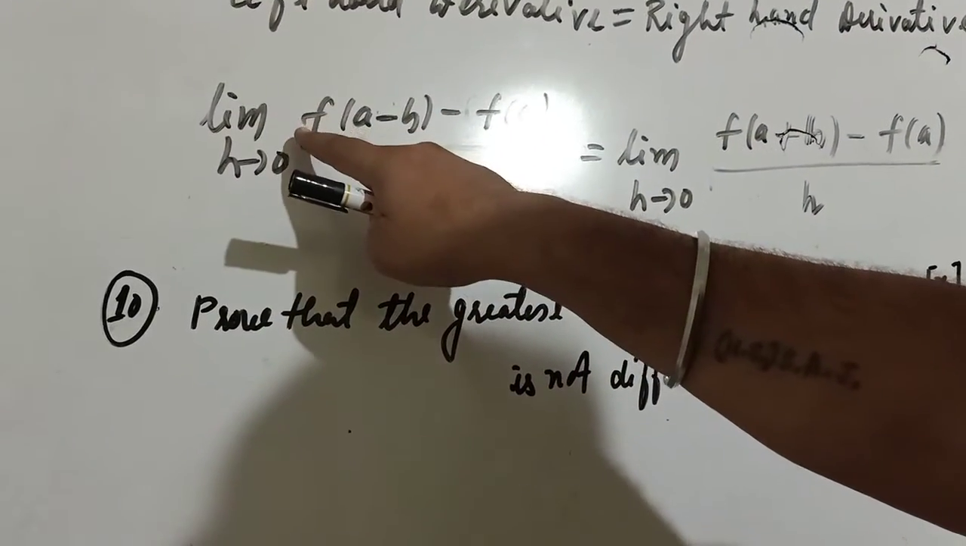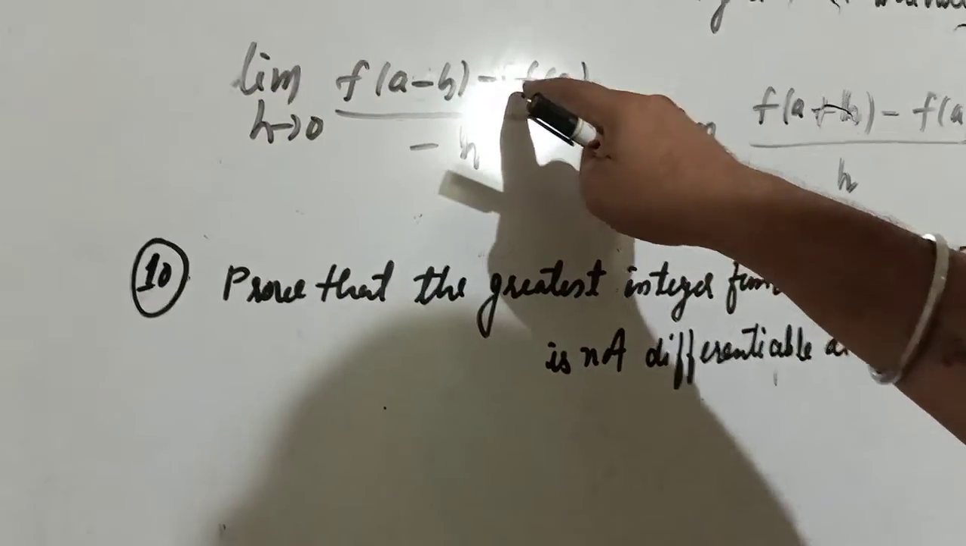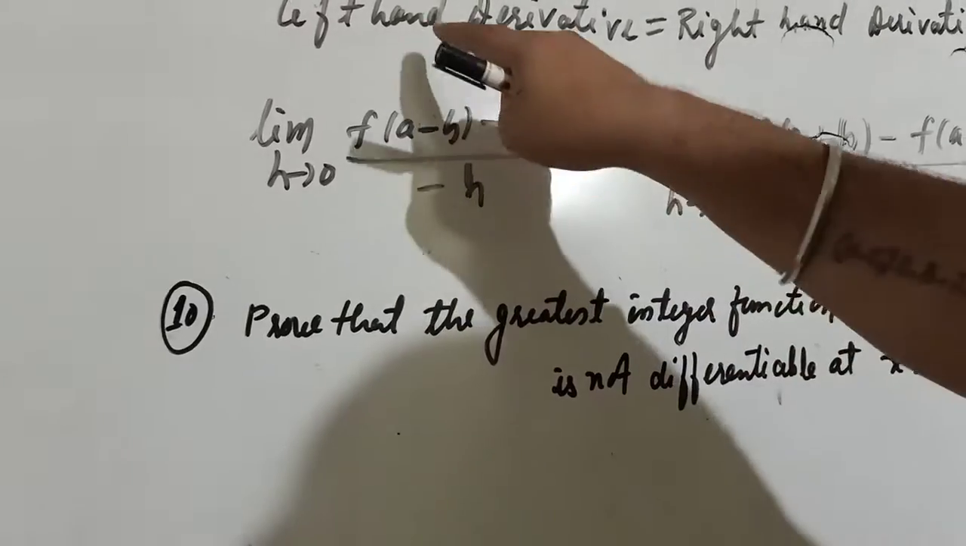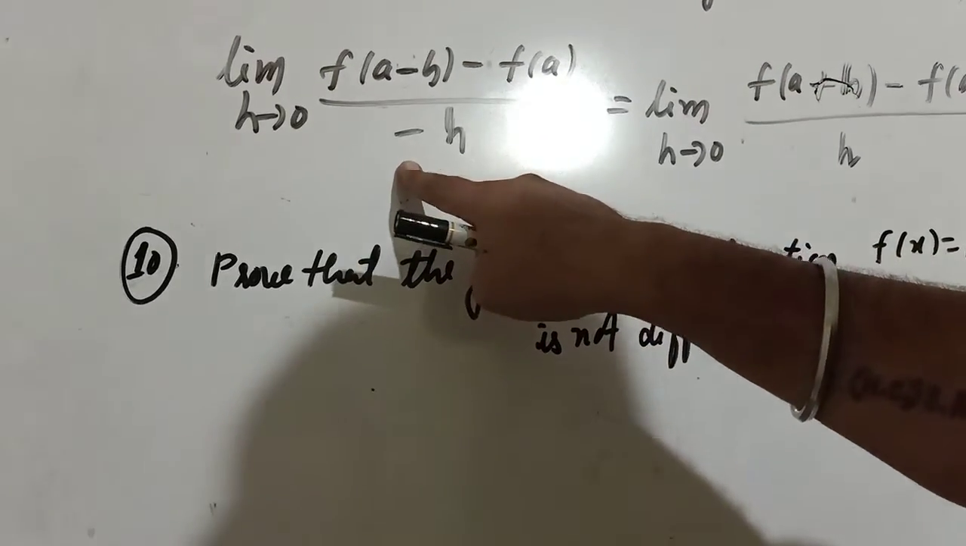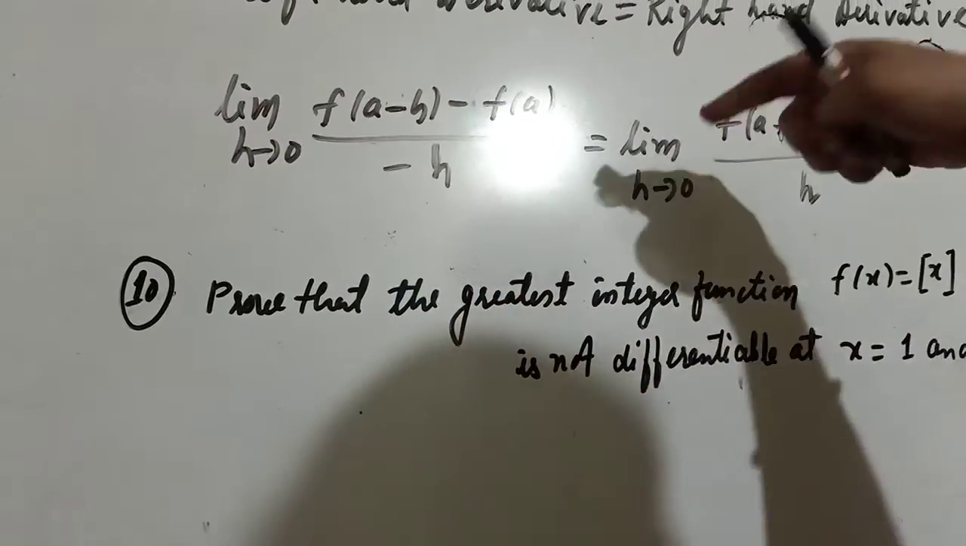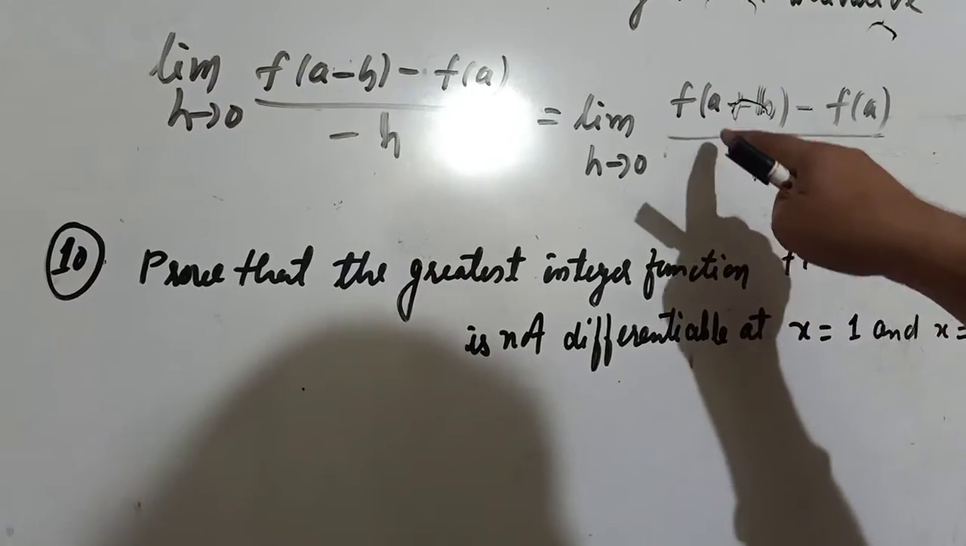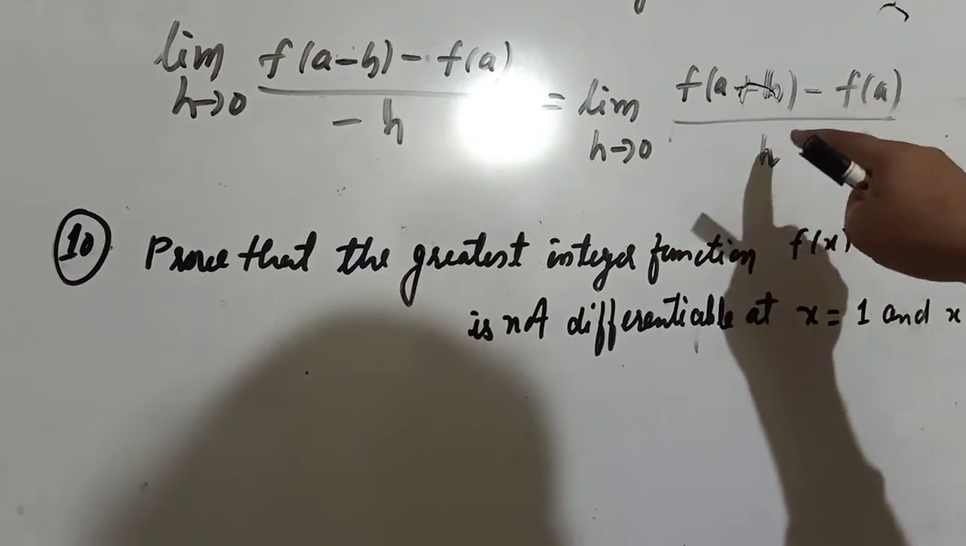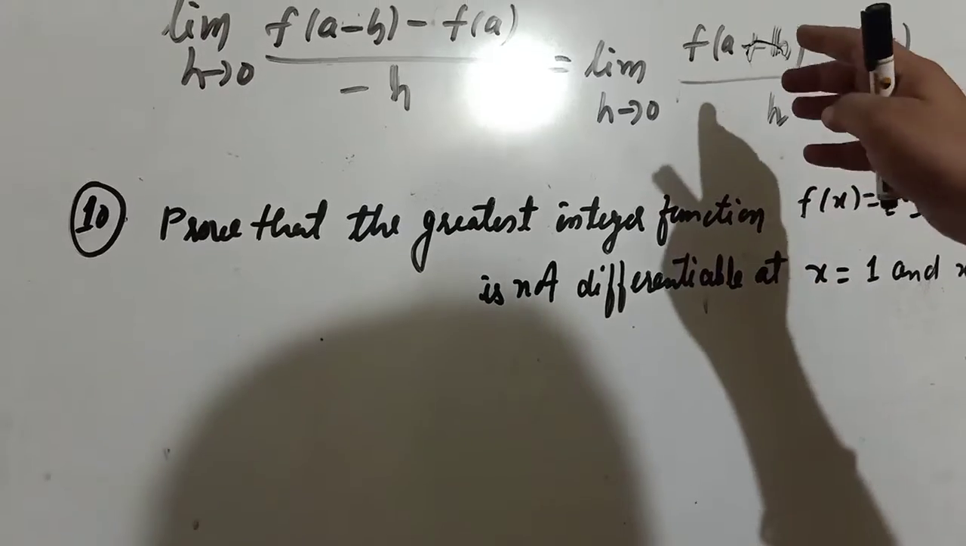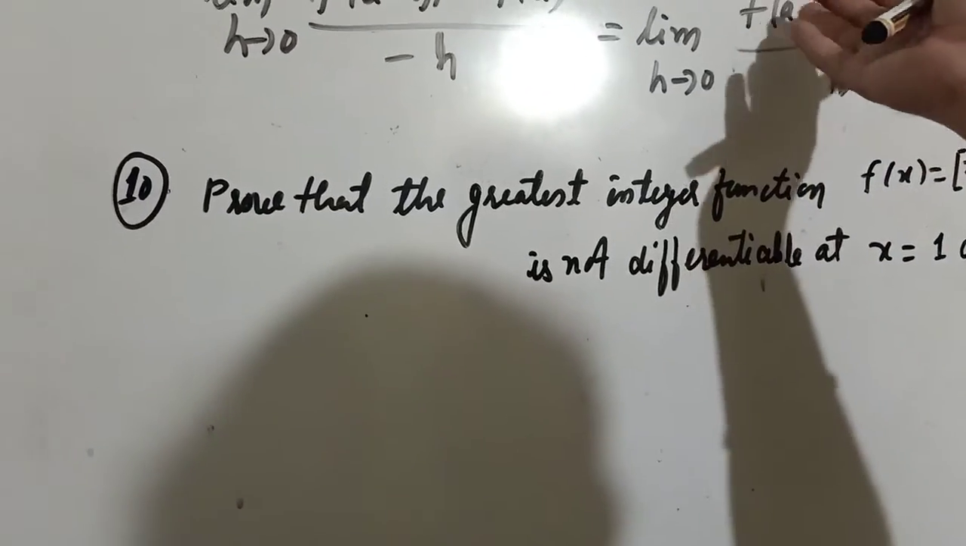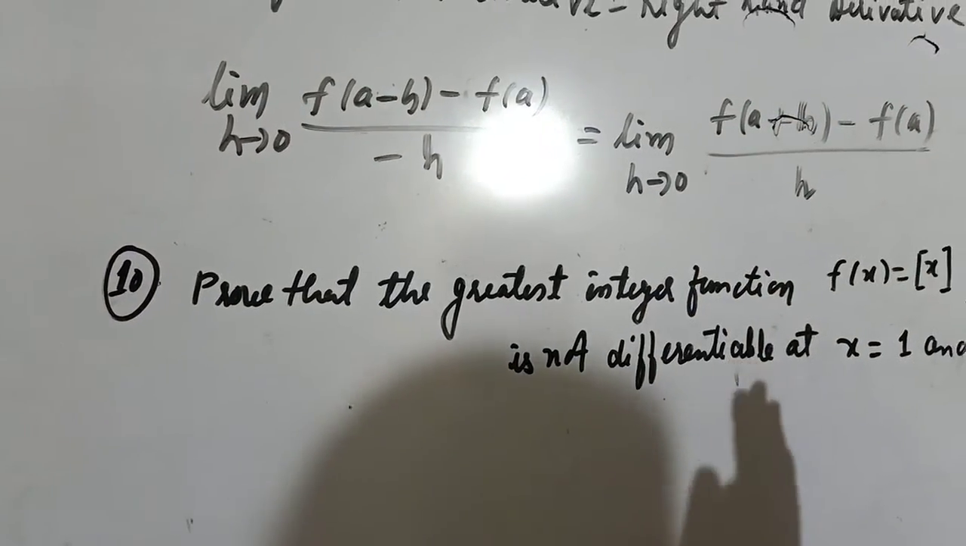Mathematically, for the left hand derivative it is f of a minus h minus f of a upon minus h, with a minus sign in the denominator. For the right hand derivative, the denominator is plus h: f of a plus h minus f of a upon h. You have done this in the first principle method of differentiation. You are actually using this right hand derivative formula.